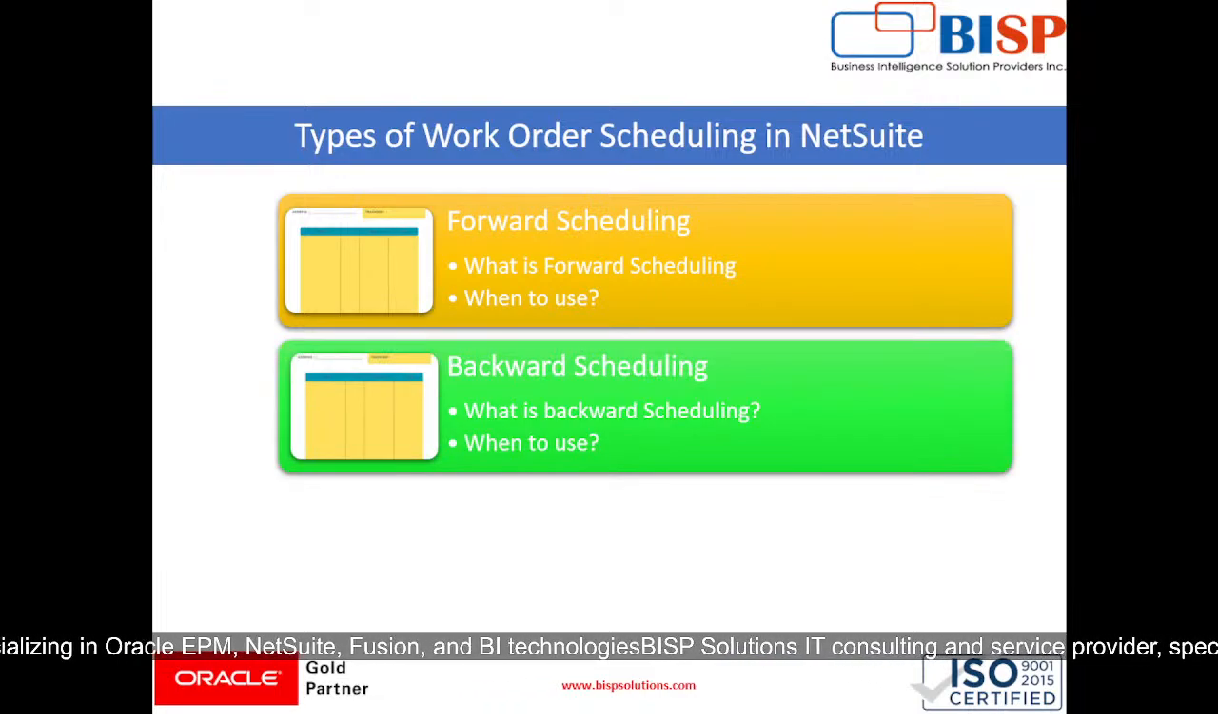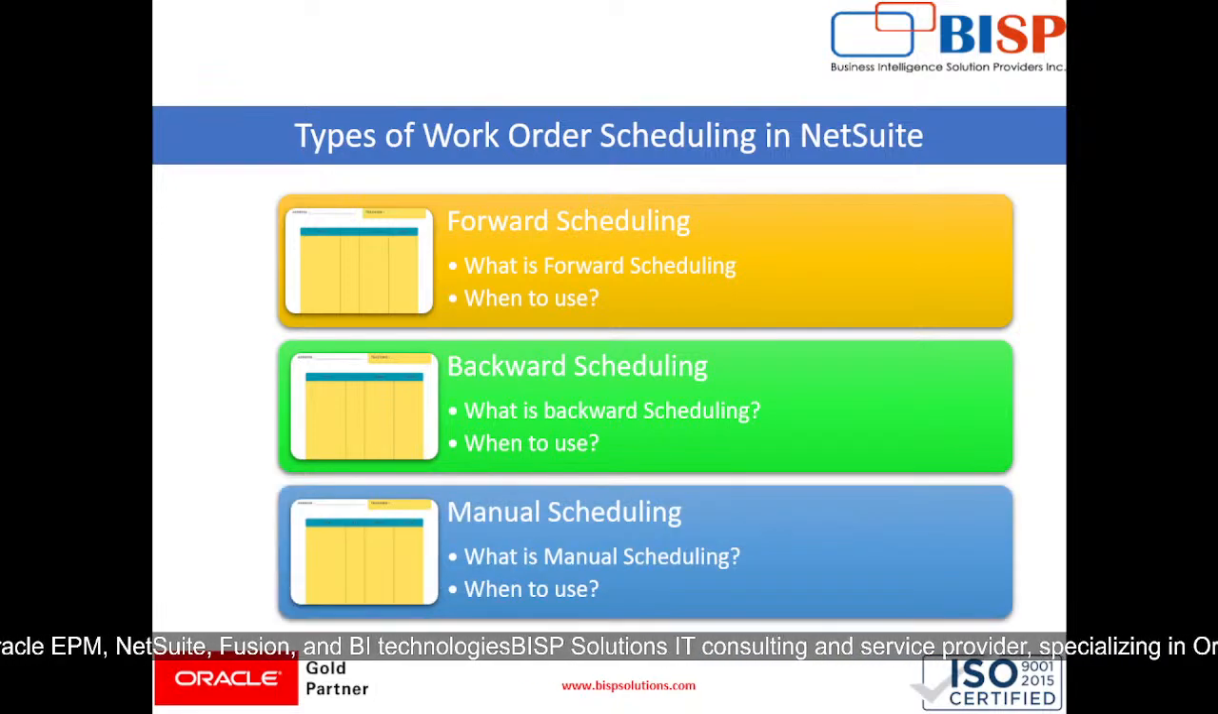Then comes backward scheduling. So what is backward scheduling? It starts the work order at the latest possible date to meet the delivery deadline, and it ensures that the production is completed just in time for the shipment or delivery. And when to use it? When you have a strict delivery deadline and want to optimize inventory usage, then you can use the backward scheduling option.